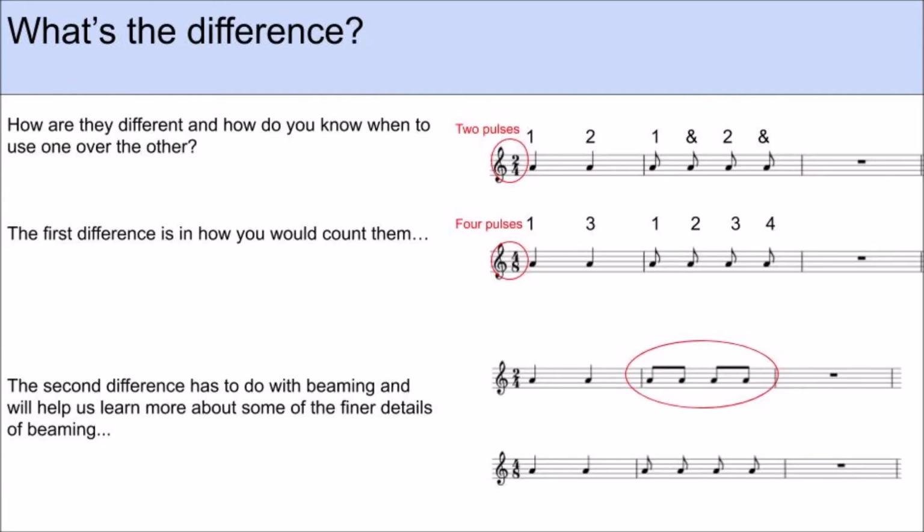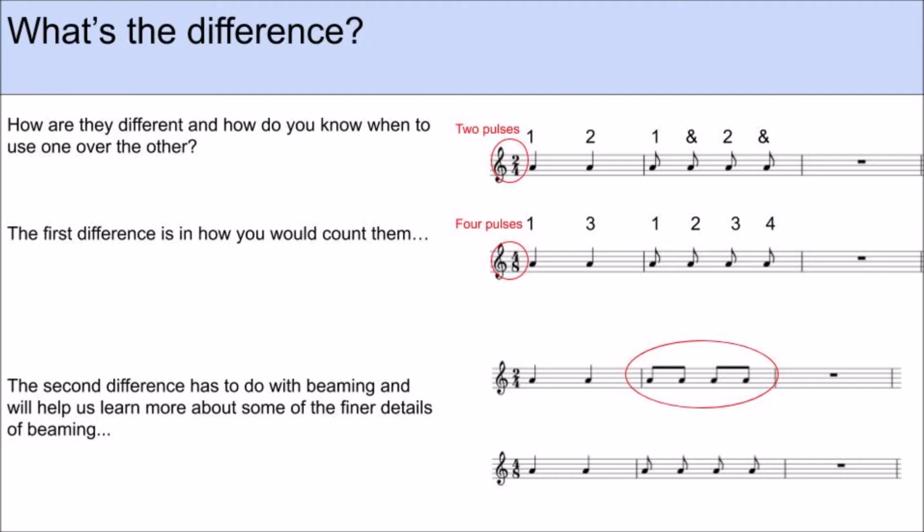The first difference is in how you would count them. Again, 2/4 tells us that there are 2 pulses. So we are only going to count 1, 2. Everything in between that will get divided and we'll use "and." So here in this first example on the top, we have 1 and 2 and.